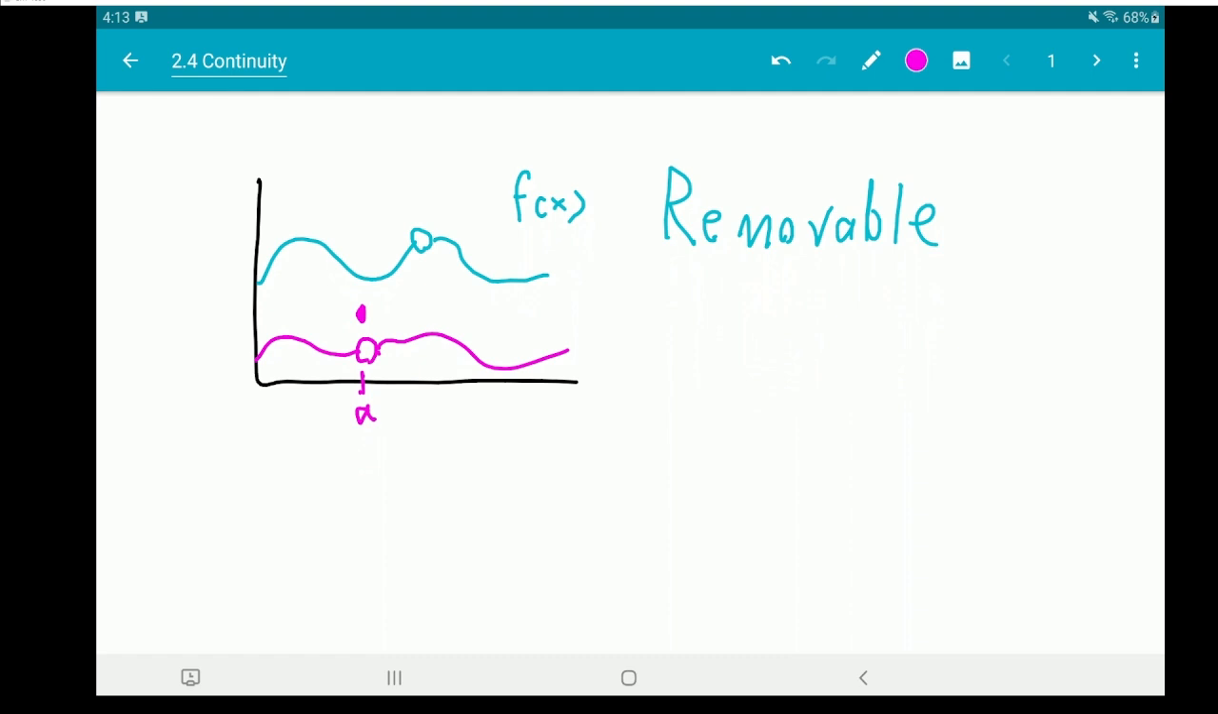You have a removable discontinuity when the limit does exist, but the function is not continuous. So that's how you know it's removable. If you try to figure out the limit and you do get a number, but either the function doesn't exist at that point or it does exist and it's completely different.